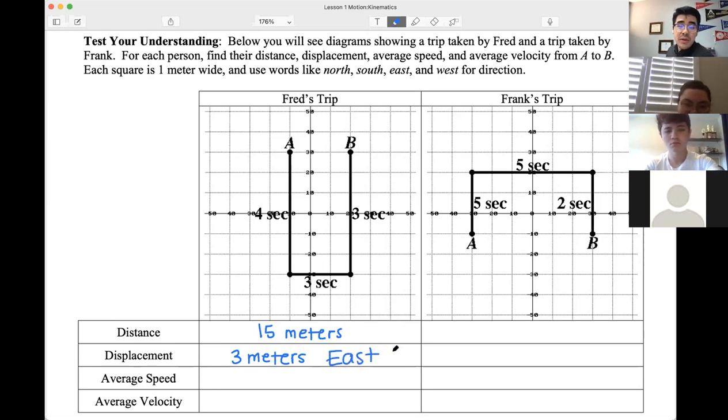If we don't, they're going to mark you off maybe a half of the credit or a full point. Sometimes they won't give you any credit if you do not give a direction. So be careful there. What about average speed, please?